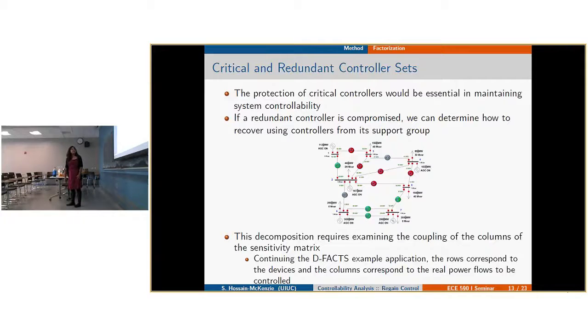And so in this figure, I'm just showing that when we have a critical controller on the right, gray, compromise is going to be a different situation than when we have a redundant controller compromise, shown on the left gray circle. And so this decomposition requires examining the coupling of the columns of the sensitivity matrix. And just to remind, we're still using our defects example, that the rows correspond to the controllers, the defects controllers, and the columns now correspond to the real power flows that are going to be controlled.